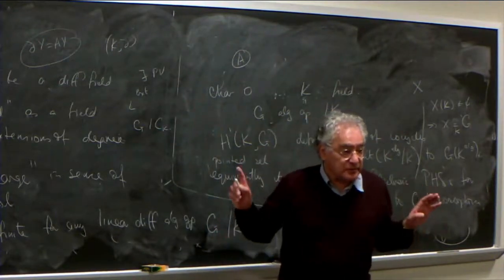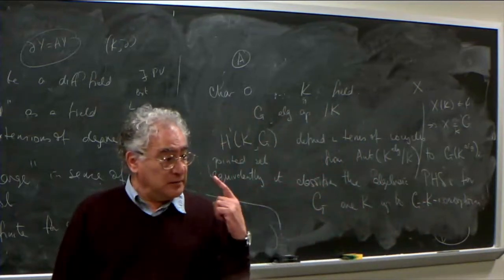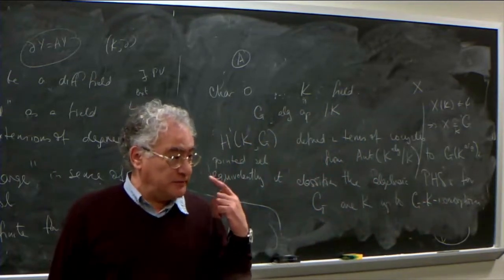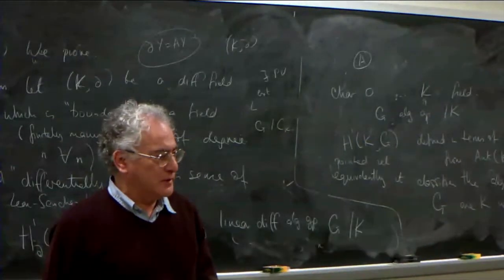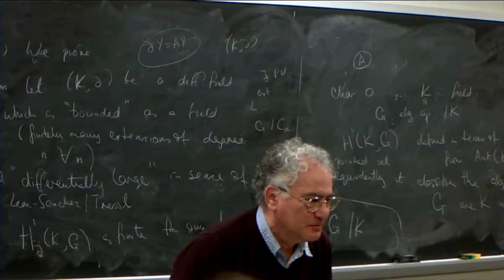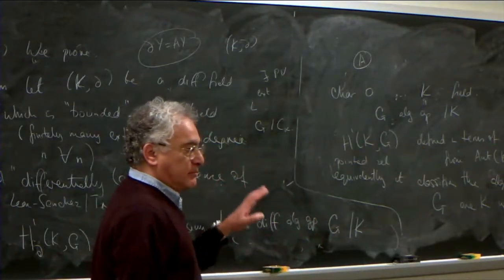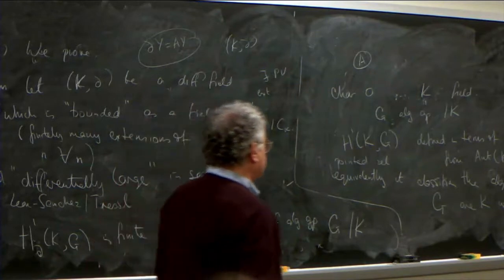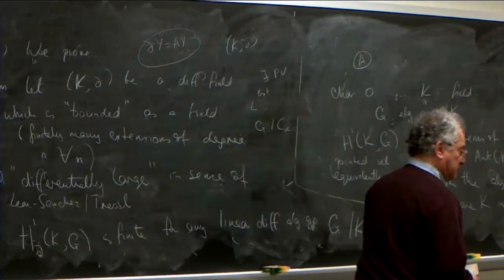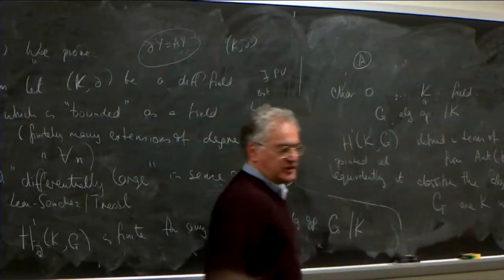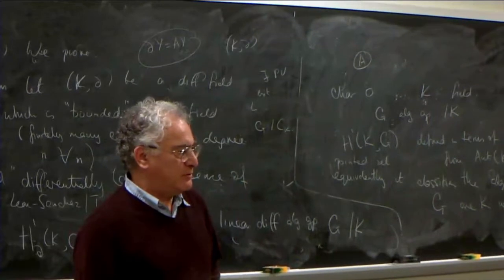So the answer is yes. As long as there's one, you have a group to work with. But you know this. You told me this. So this is Galois cohomology. Finiteness is what this is about. And this is related to a lot of things in arithmetic geometry. It plays a big role in arithmetic geometry.